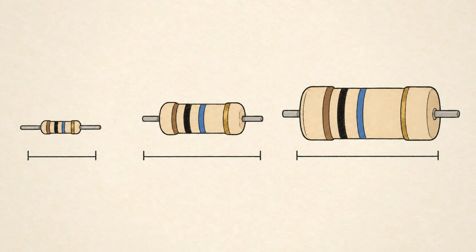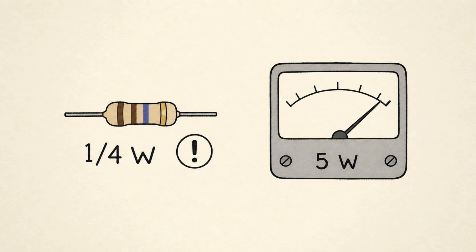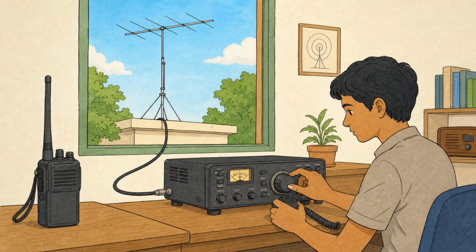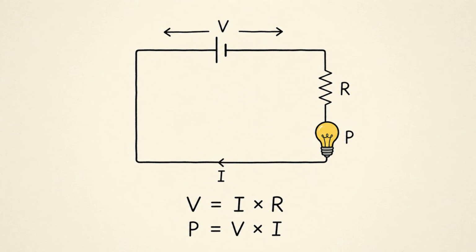Power matters because components have limits. A resistor may be rated for a quarter watt, half watt, 1 watt, or more. If the circuit forces it to handle more power than it is rated for, it can overheat. In amateur radio, power is also important because transmitters are rated in watts. A handheld radio may transmit at a few watts. A base station may transmit at much higher power, depending on the license and regulations. So current, voltage, resistance, and power are connected ideas.